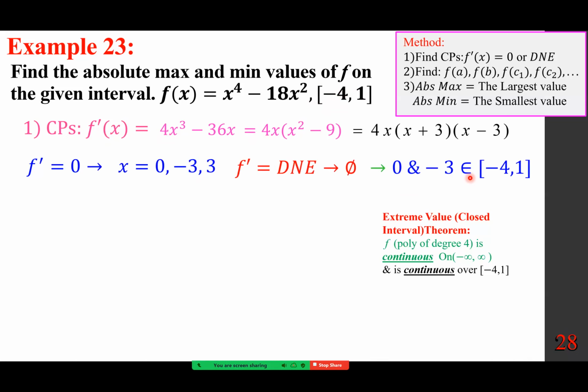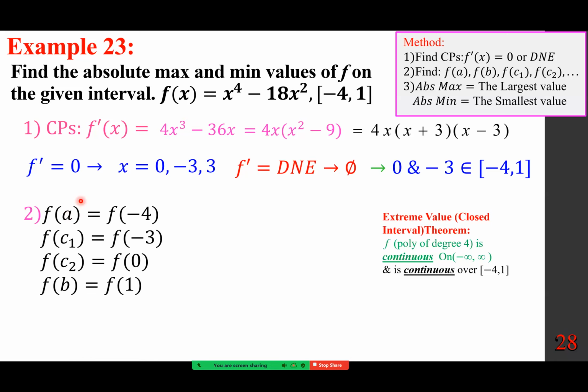This is an element of. So what do you do? You go back to the original function and you evaluate it at all of those numbers, the endpoints. F of a is -4, f of -4, f of c sub 1, let's say -3, f of c sub 2, 0, f of b, 1. Plug them in, evaluate them. We get these values. All of them are negative except 0, so that's the absolute max at this pair. This is the smallest number. This is the absolute min at this pair.